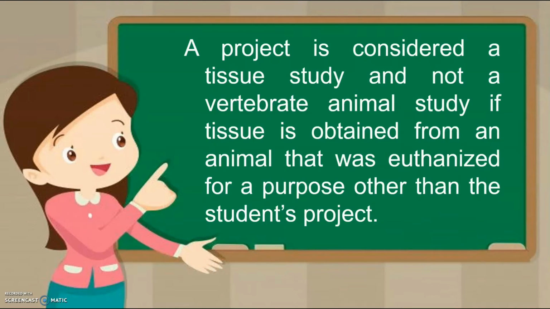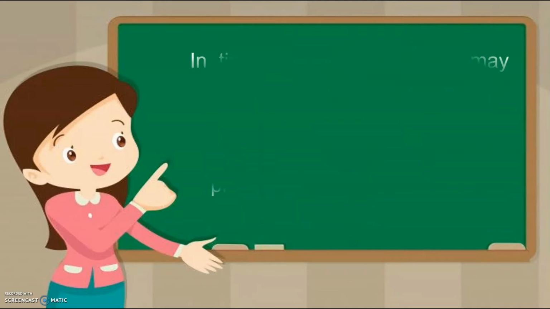A project is considered a tissue study and not a vertebrate animal study if tissue is obtained from an animal that was euthanized for a purpose other than the student's project. Use of tissues obtained from research conducted at a regulated research institution requires a copy of an IACUC certification with the name of the research institution, the title of the study, the IACUC approval number, and the date of IACUC approval. So what do you mean by euthanize? When we say euthanize, it is the act of putting an animal to death.